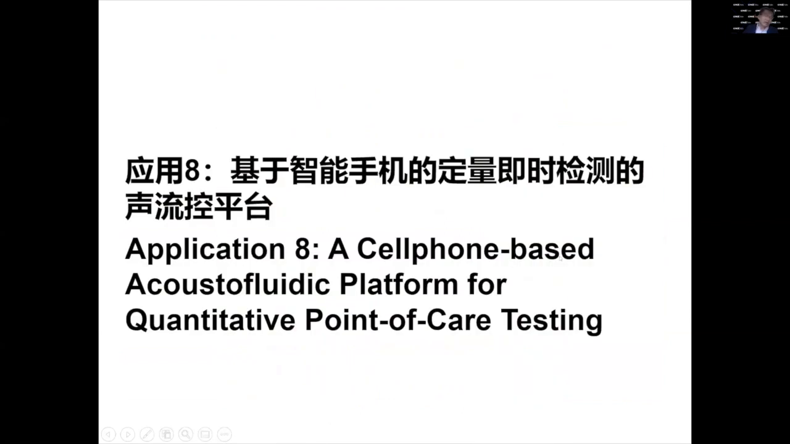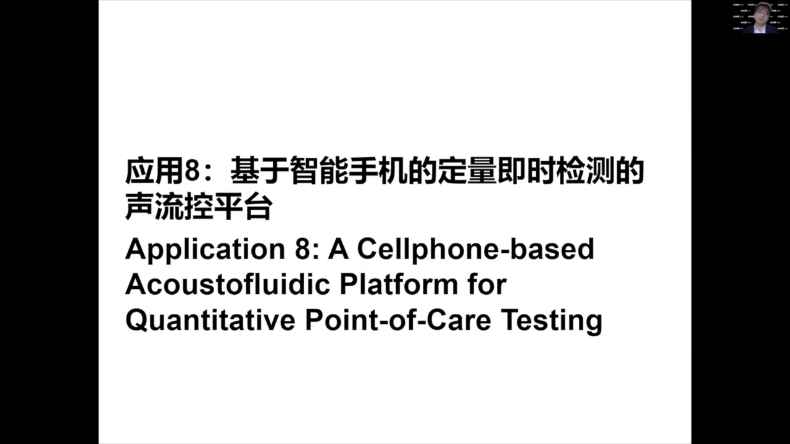So the last example I'm going to show is that our acoustofluidic devices, our acoustic tweezers, are very compact and very inexpensive. That's why it is very easy to integrate our acoustofluidic devices with other existing platforms, such as a cell phone. So now I'm going to use one example to integrate an acoustofluidic platform into a cell phone.